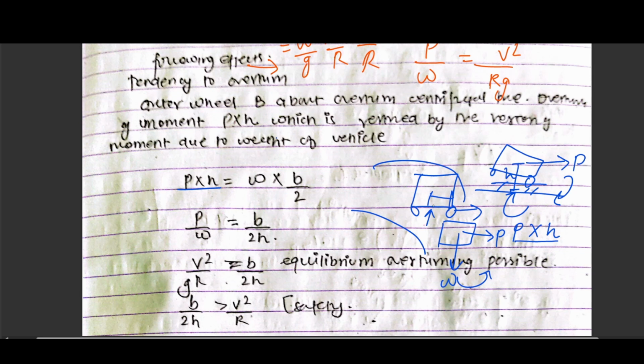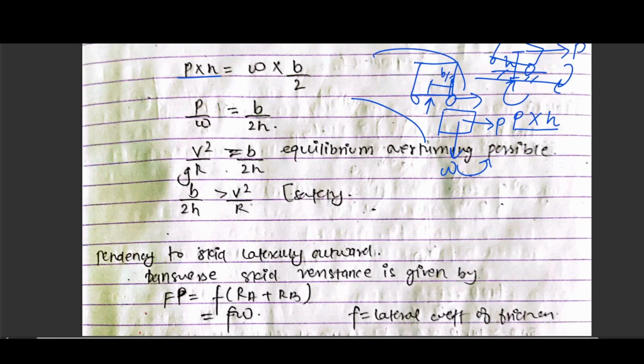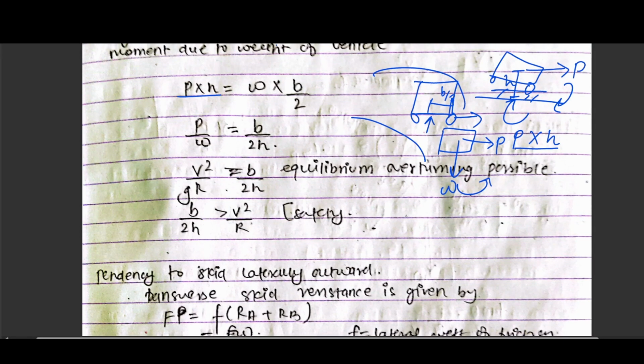the center of gravity of the vehicle to the wheel, the distance between them is b by 2. So it's b by 2. So P by W equals b by 2h, obviously we know. And if this is in equilibrium, that means P by W, we know that v square by rg, right? We explained it previously, equals b by 2h. If this is equal, then the vehicle will overturn. At equilibrium too, the vehicle can overturn.